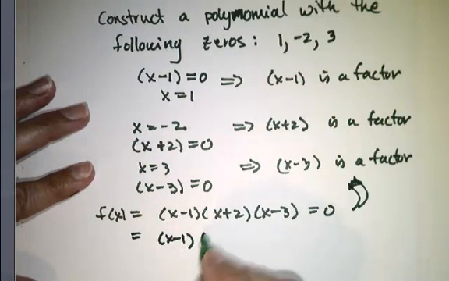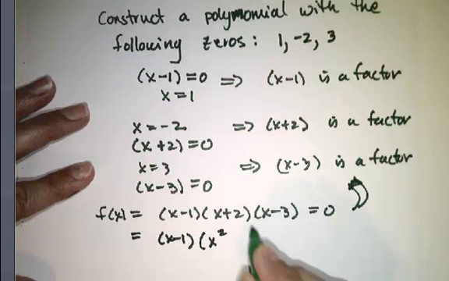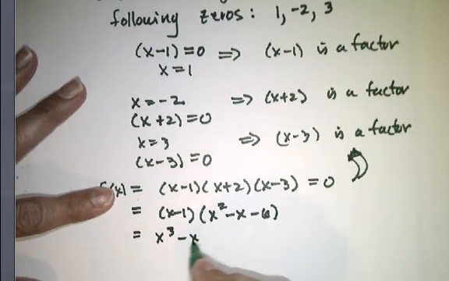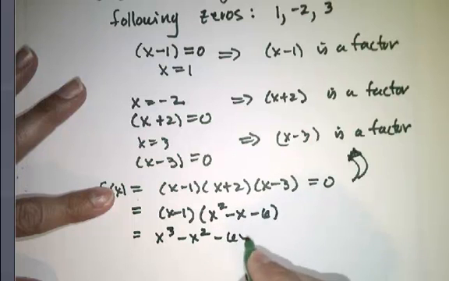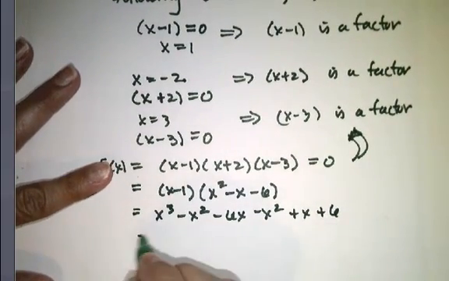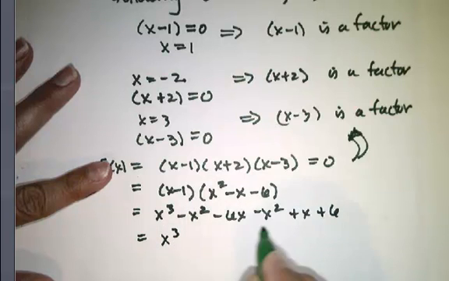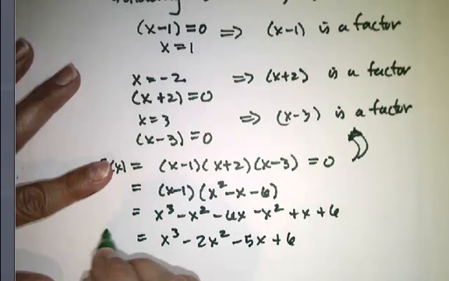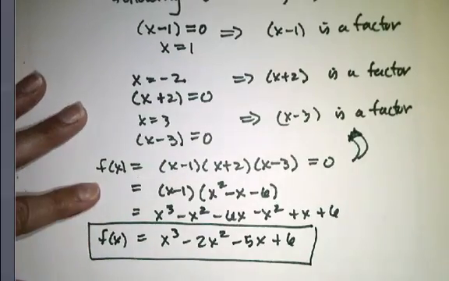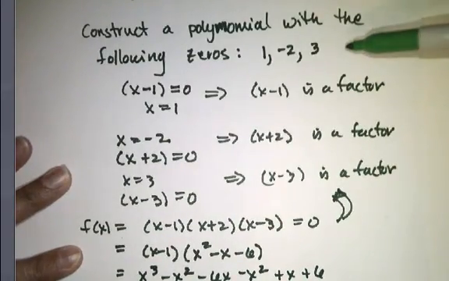So x minus 1, let's just multiply this one out. X squared minus x minus 6. Let's keep going. This is x cubed minus x squared minus 6x minus x squared plus x plus 6. Finally, combining like terms, we get x cubed minus 2x squared minus 5x plus 6. This is a polynomial with these three zeros.